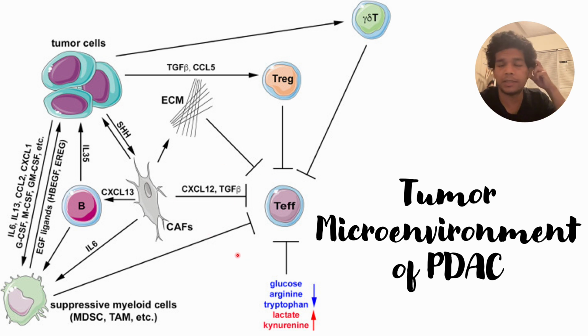So in this way, this is a brief overview of how the tumor microenvironment of PDAC, or pancreatic adenocarcinoma, works, and that leads to the immunosuppression of the immune response. This is the reason why tumor cells will not be able to be detected or killed by the innate immune response of the host.